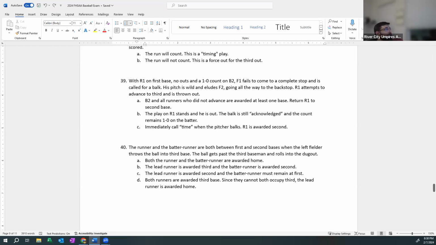Absolutely. All right. The runner and batter runner are both between first and second bases when the left fielder throws the ball to third base. The ball gets past the third baseman and rolls into the dugout.